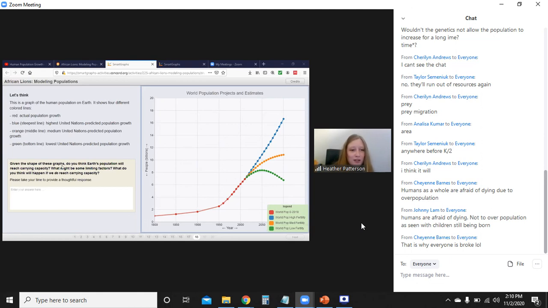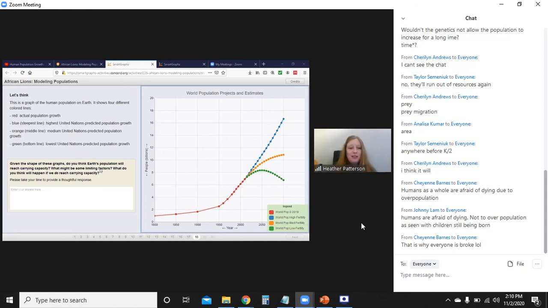So we talked about, do you think it'll reach carrying capacity? So we said yes. And what might be some limiting factors? I don't think anybody specifically listed any, but even in what we were talking about, we as human beings have developed these economic systems, and so you need money to survive, right? There's not a lot of people, at least in North America, that are really surviving off of subsistence farming. So you need money.